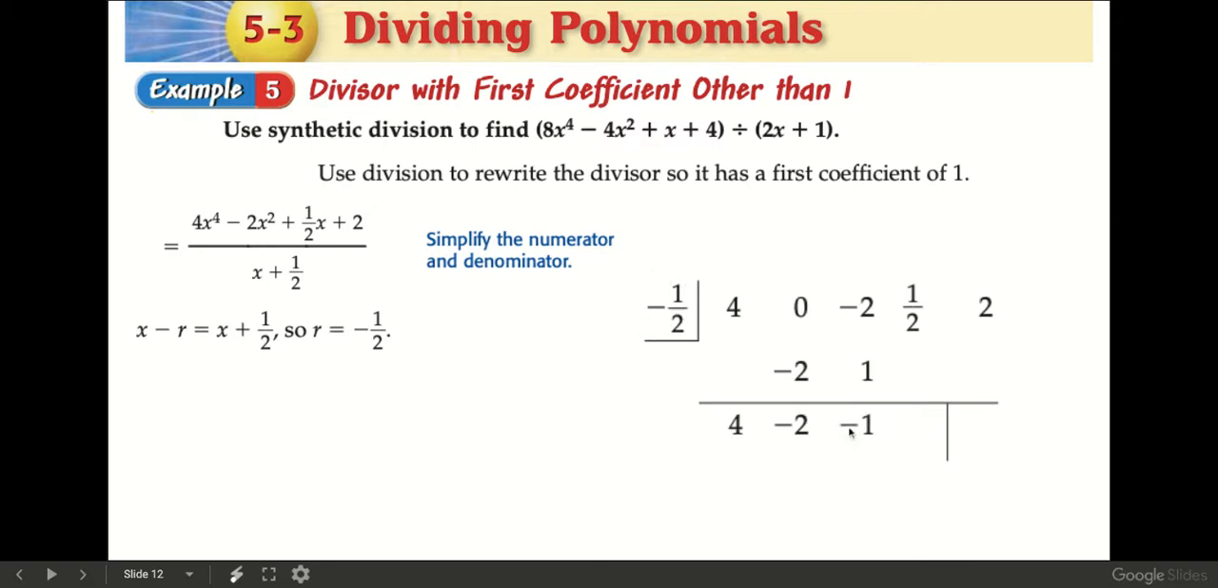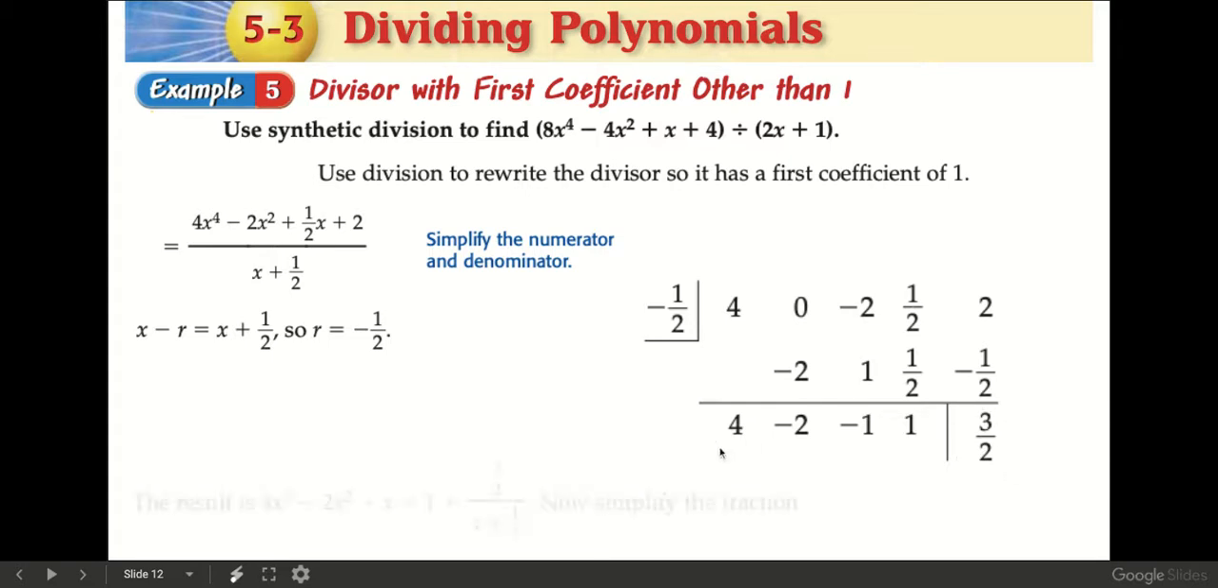Now I do negative 1/2 times negative 1. Negative times negative is a positive, so it's positive 1/2. Then I add 1/2 plus 1/2 is 1. Negative 1/2 times 1 is negative 1/2. And then 2 plus negative 1/2 is 3 over 2, right? It's positive 1 and 1/2, and I'm going to write it as an improper fraction, 3 over 2. So this is my remainder here.